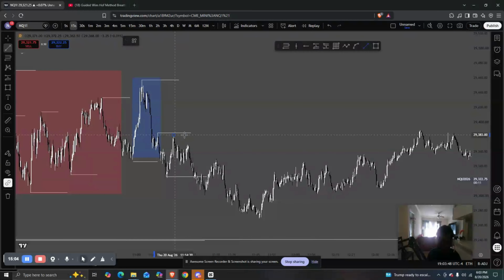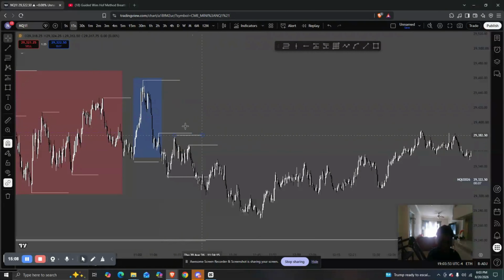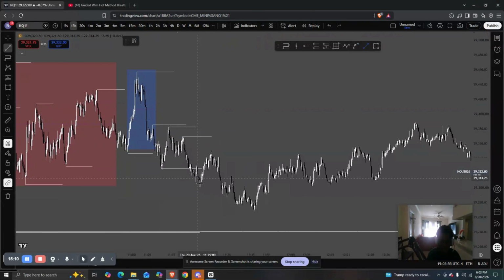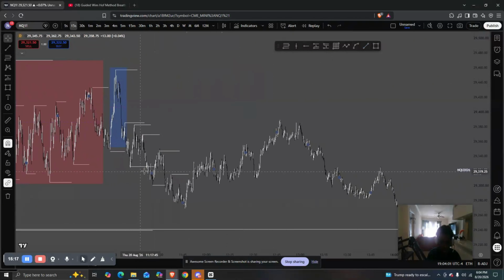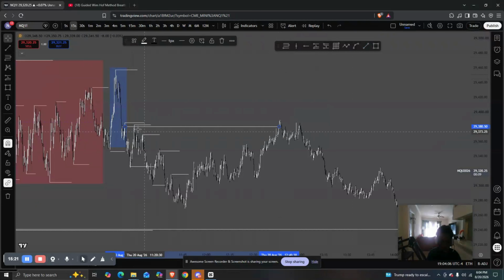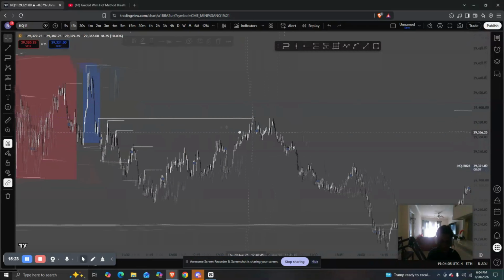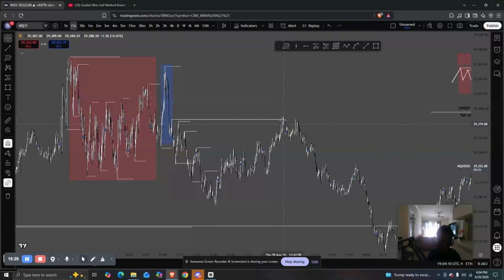Let's see if it takes out any highs in here. We have this high, this high, this high, created these three highs, these low resistant highs, and it just proceeds to go lower. It doesn't take out anything, doesn't take out anything until about right here.